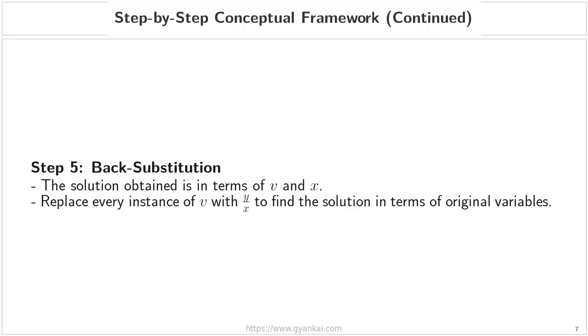Therefore, you must go back through your equation and replace every single instance of v with the ratio of y over x. This step allows us to return to our original variables and find the solution in terms of the original variables, y and x, just as the problem originally requested.